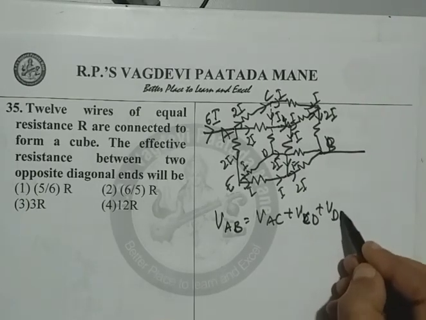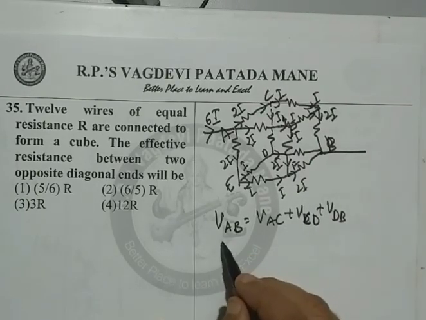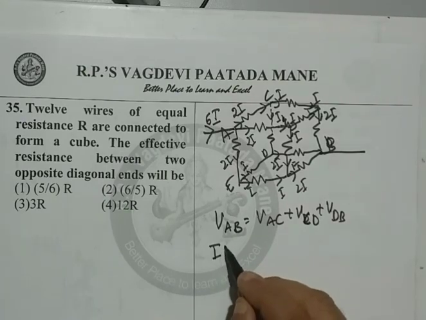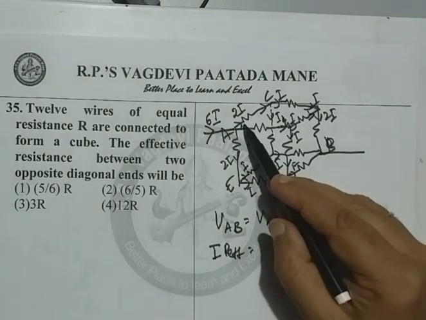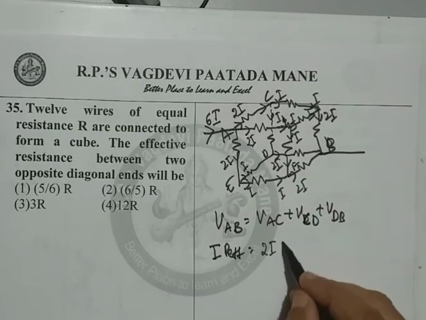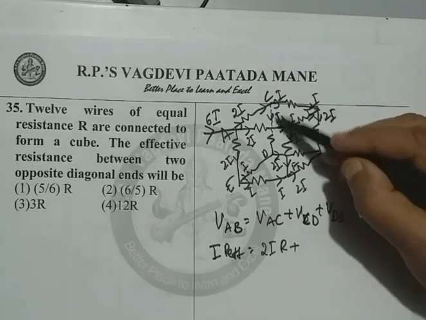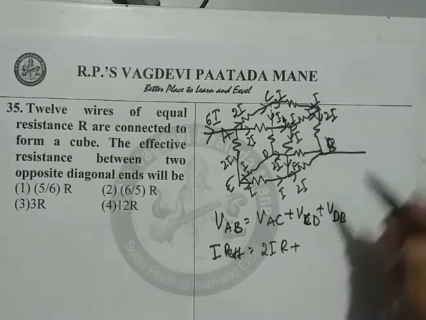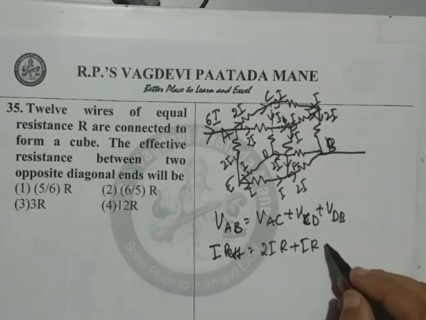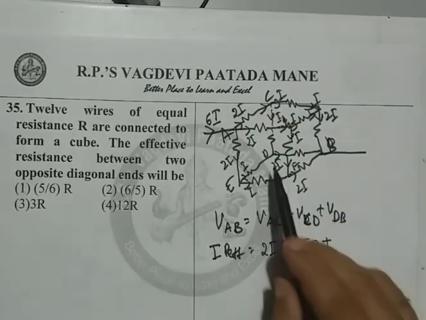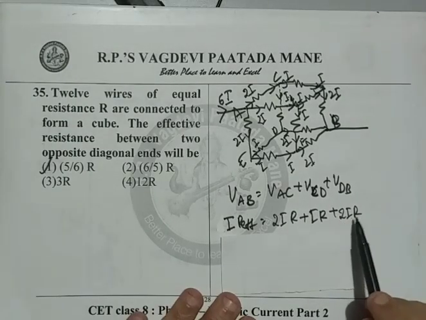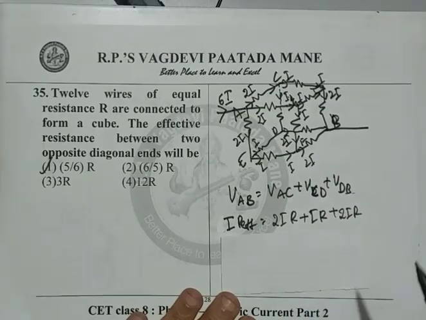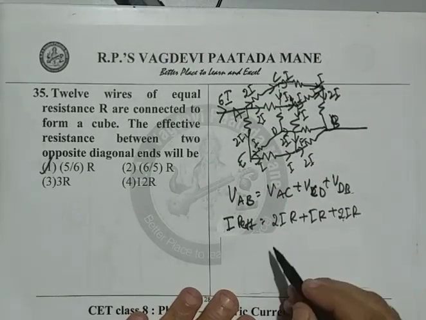plus VDB. But VAB can be written as I into R effective. VAC, say 2I is the current, R is the resistance, 2I into R plus VCD, I is the current and R is the resistance, IR plus DB, 2I is the current, R is the resistance. Now, the current through DB is 2I into R.